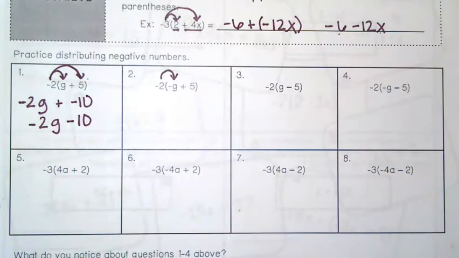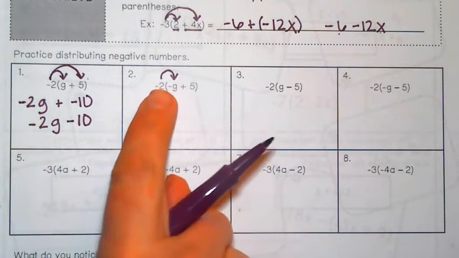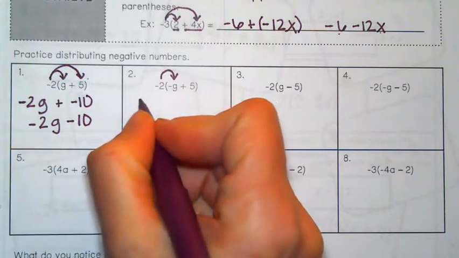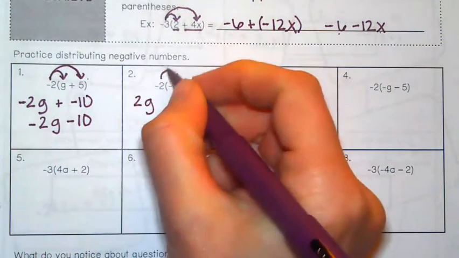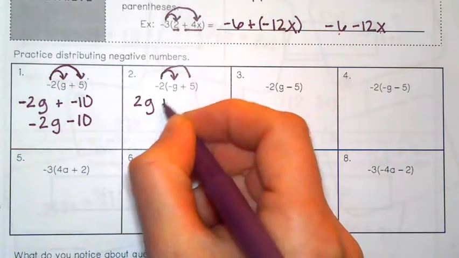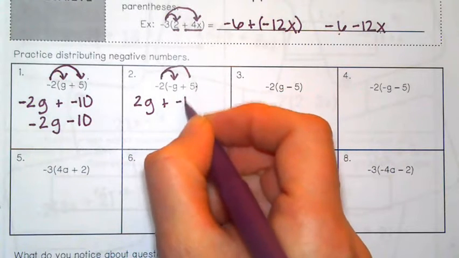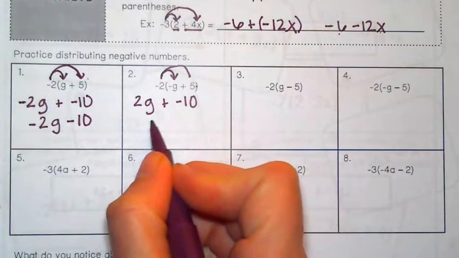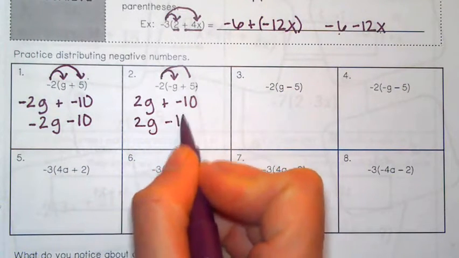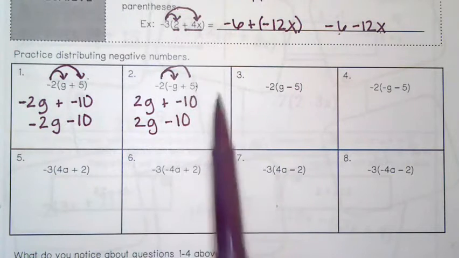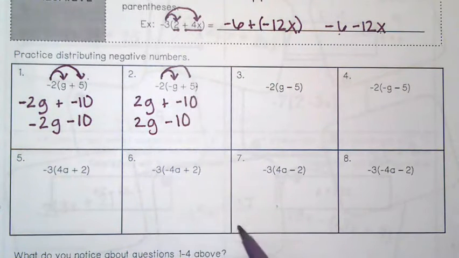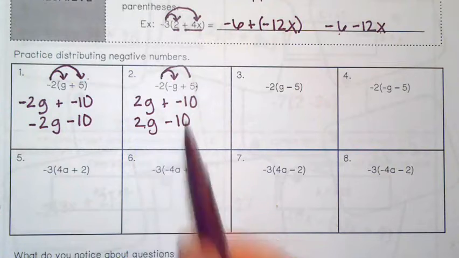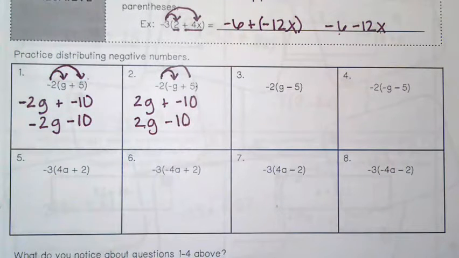Negative 2 times negative g, when the signs are the same, your answer is positive. If you hate to hate, you love, it's positive. So 2g, drop down the plus, negative 2 times positive 5, negative 10. Again, if I'm adding a negative, I can just simplify that and say 2g minus 10. So I started with a negative positive inside the parentheses, and my final answer is a positive negative. Everything became the opposite when I'm multiplying by a negative number.